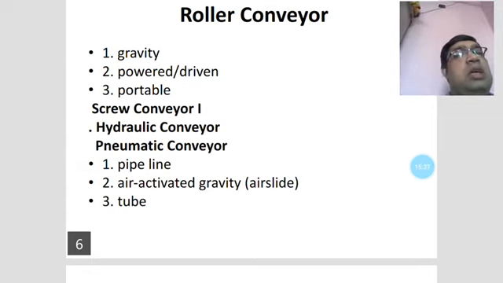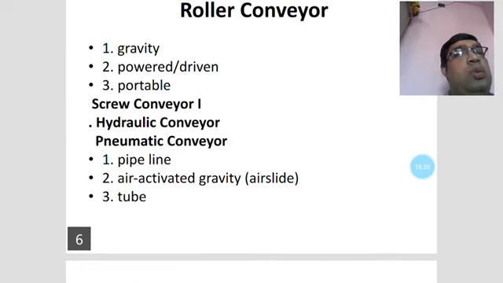Power driven is another way, and portable types of roller conveyor are also available. The portable type of roller conveyor you can use according to your choice, and roller conveyors can be handled very easily from one place to another place.